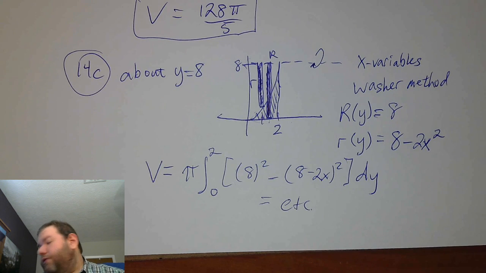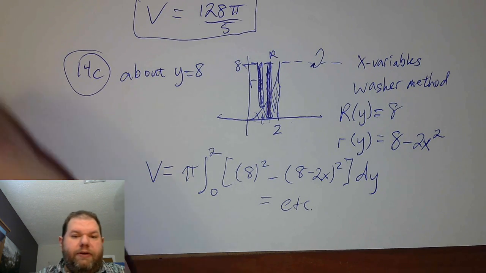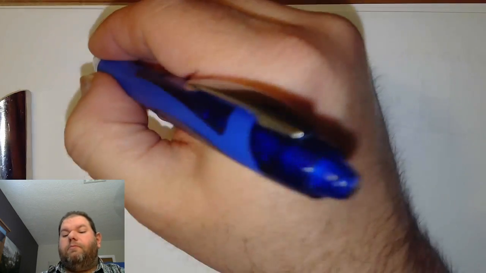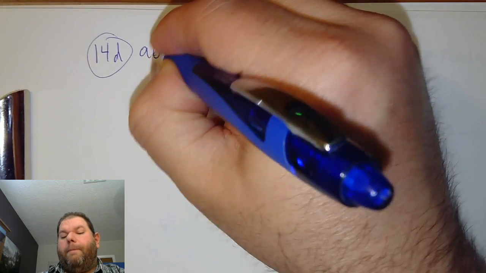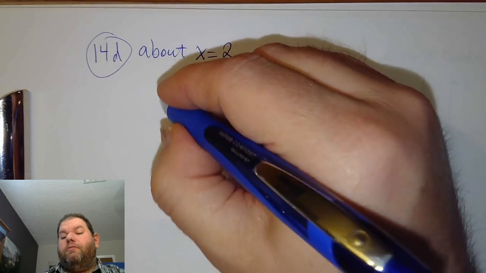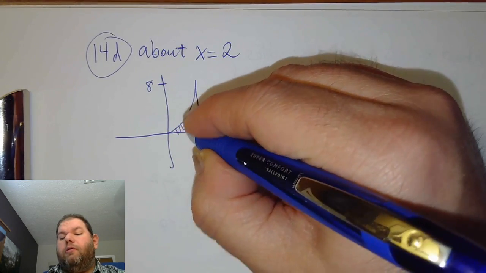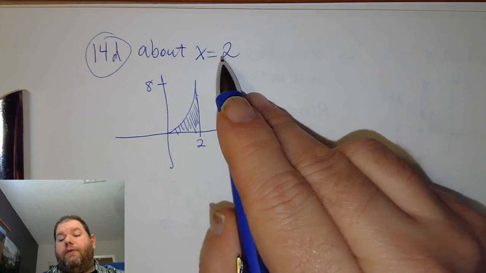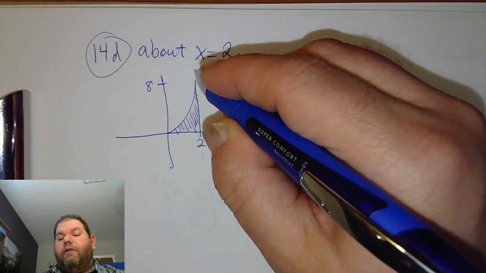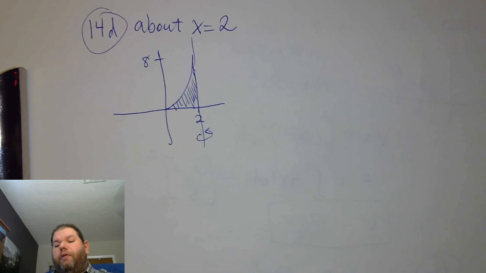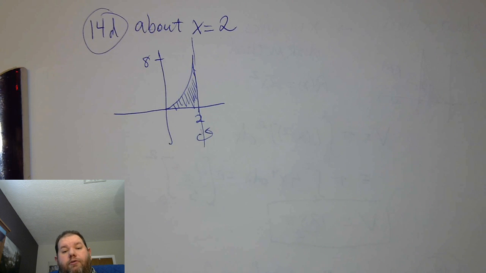We still have one more part to this question, part D, which revolves us around the line x equals 2. So we draw our region. Here's our graph. Now x equals 2 is actually a vertical line through 2 on the x-axis, so this time we're going around this line through the right edge of our shaded area. So does that make it a disk or a washer in this case? And which variables are we going to use?